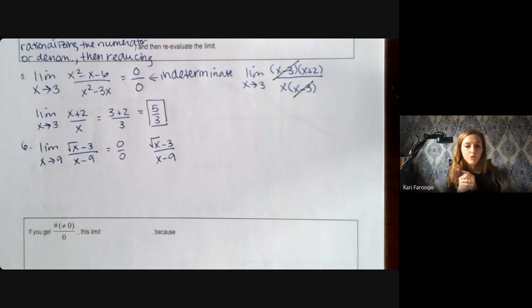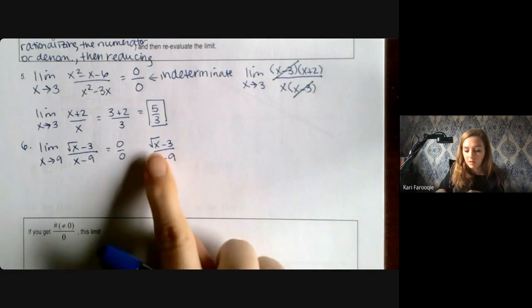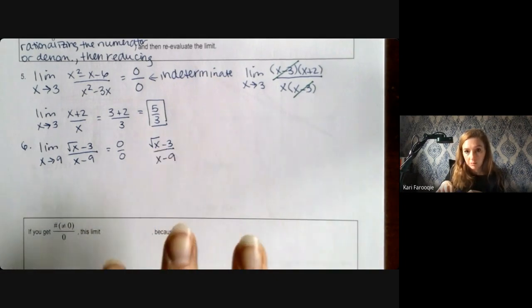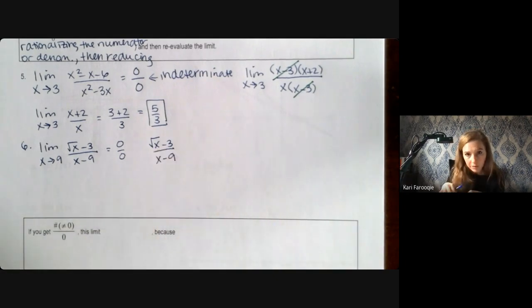Now, if you don't remember what the conjugate is, you use this for complex numbers, so it would make sense that you're going to use this for radicals. They're very closely related. It's when you take the same expression, but you change the sign in between the terms. You don't multiply it by a negative, you just change the sign in between the terms.